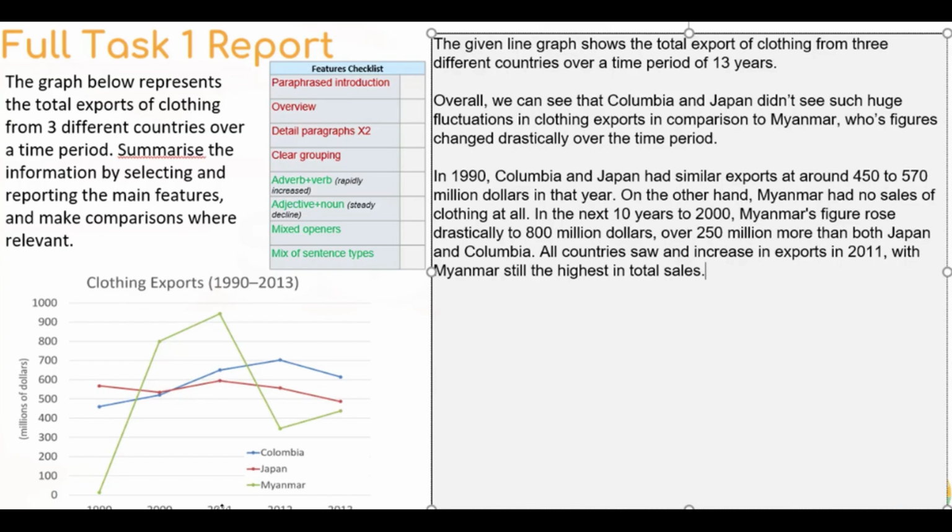So there is actually quite a big change between these 2 years of 2011 and 2012, and that is that Myanmar's figure shoots all the way down to become the lowest once again, and actually almost half, or pretty much exactly half, of what Colombia is producing in clothing that year. So Myanmar's at around $350 million, whereas Colombia is at 700.